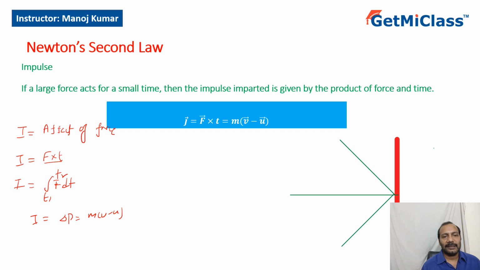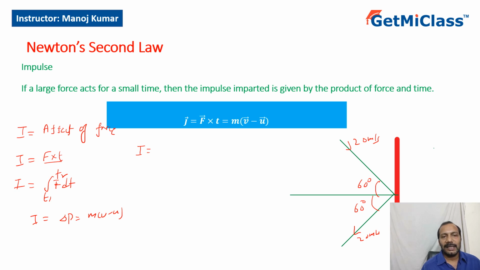Now let's look at a small example. Let's say an object is moving with a velocity of 20 meter per second. It hits a surface at an angle of 60 degrees. Then it is reflected with the same speed, 20 meter per second, at 60 degrees. Now find the impulse of the ball. Because I know the final momentum and initial momentum, I need to find the change in momentum.